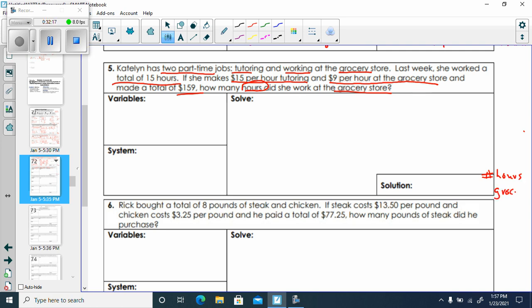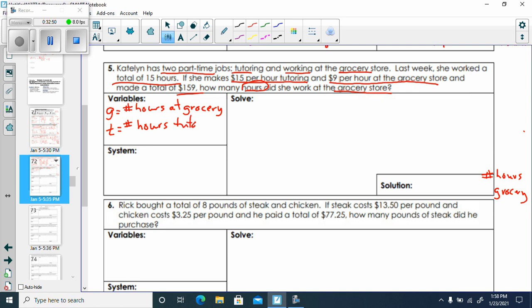Okay, say number of hours grocery. Okay, so we need two variables, don't we? Well, we're looking for the number of hours at the grocery store. So how about we say G is equal to the number of hours at grocery. Okay. What's our other hours thing we're talking about? Tutoring. Okay, so let's say T. T is equal to the number of hours tutoring.